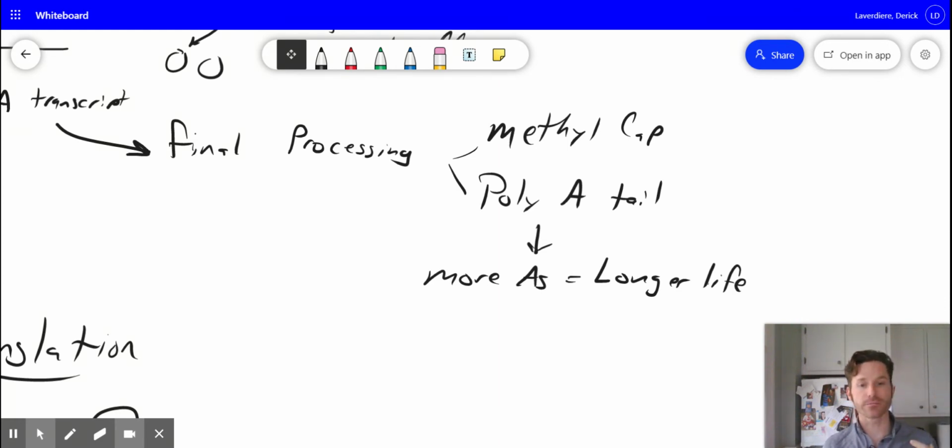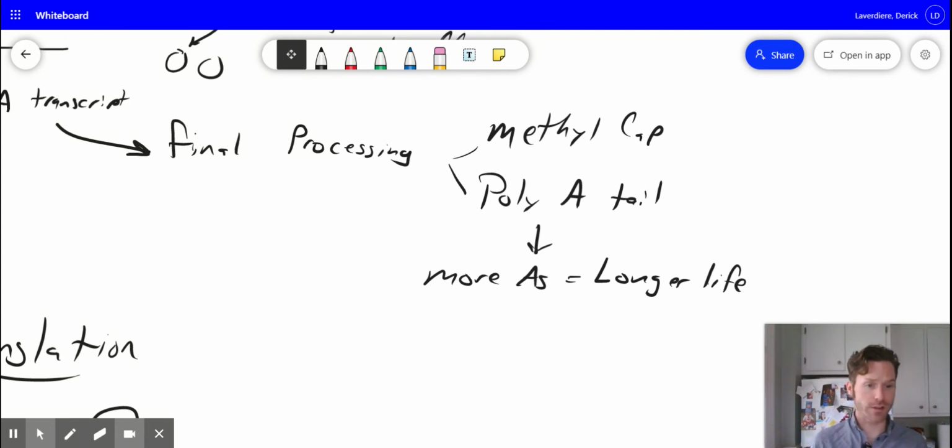Right? And this tail can be of varying lengths. And so if you need a protein that the cell uses often, right, you'll have a tail on this RNA that's really long, and that allows that RNA to live for a longer amount of time, and you can get more protein translation out of that one RNA.